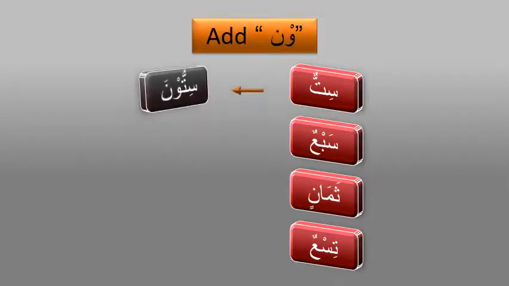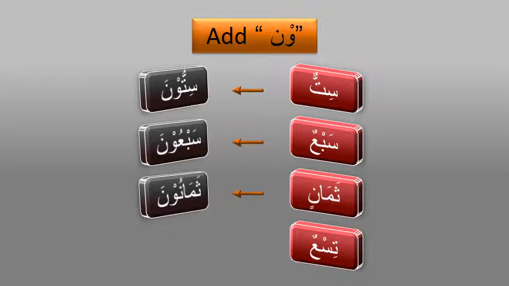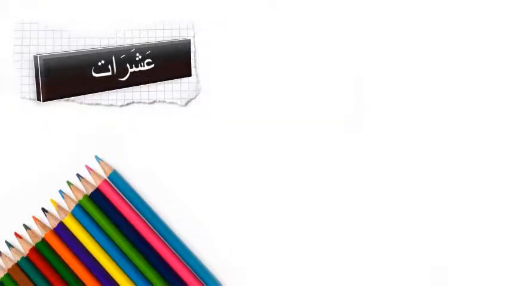So sittun, we added una at the end, we get sittuna. Sittun is 6, sittuna is 60. Sab'un, we added una, we get sab'una. So sab'un is 7 and sab'una is 70. Thaman, we added una at the end, we get thamanuna. Thaman is 8, thamanuna is 80. Tis', 9, we add una at the end and we get tis'una. So these numbers are asharat or tens in Arabic.